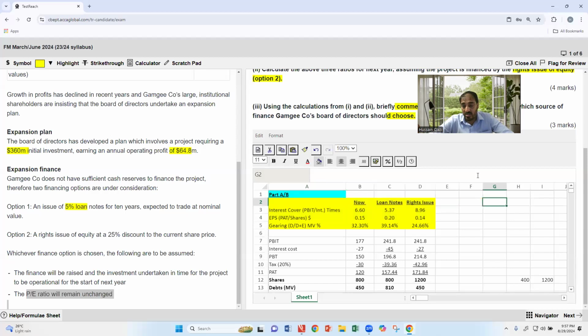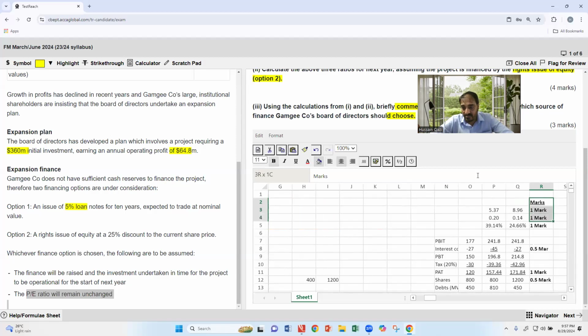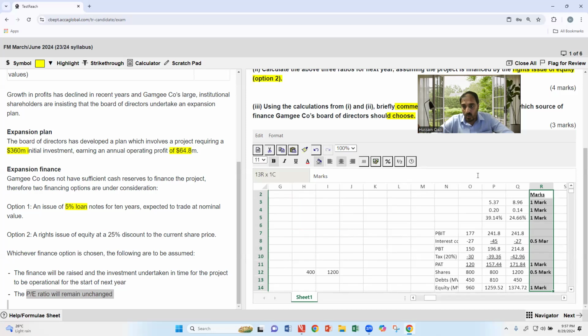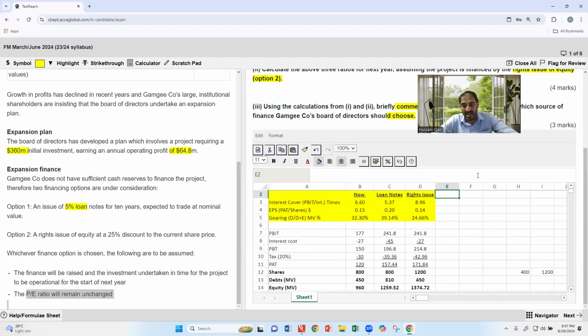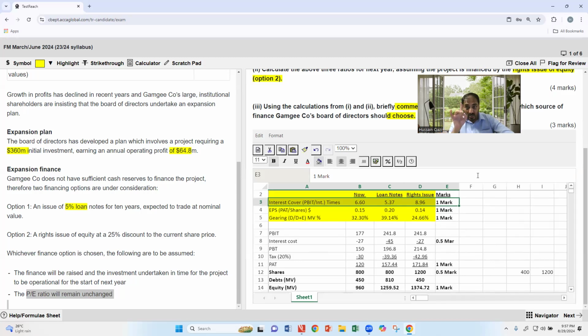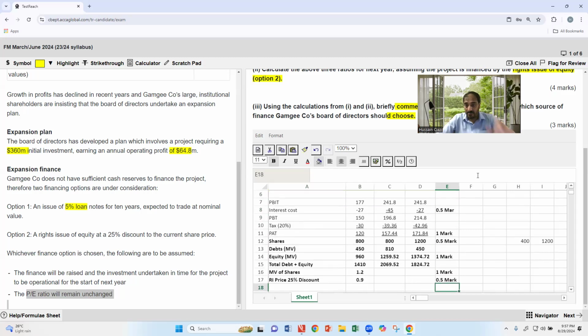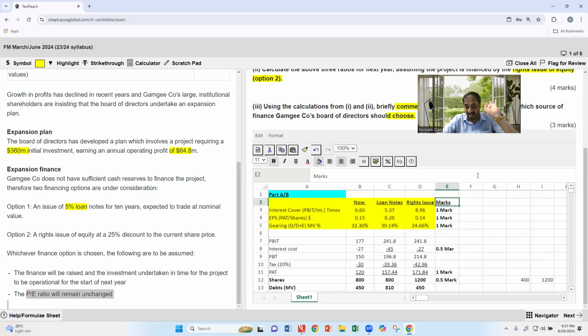One more thing, very important. Whatever I have done here, that's absolutely according to the marking scheme. I haven't done anything extra. For example, if you have calculated the interest cover, you become able to get 1 mark. For EPS, 1 mark. For gearing ratio, 1 mark. Further, total 8 marks here.